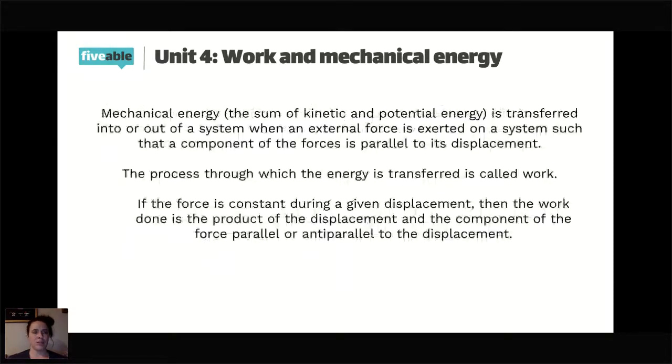Mechanical energy, which is the sum of your kinetic and potential energy, is transferred into or out of the system when an external force is applied on the system, such that a component of the force is parallel to its displacement. In other words, if you do work, you change the energy. So if the force is constant, then the work done is the product of the displacement and the parallel component of the force. So again, that's work is FD, but F dot D, parallel component. Check your angles.